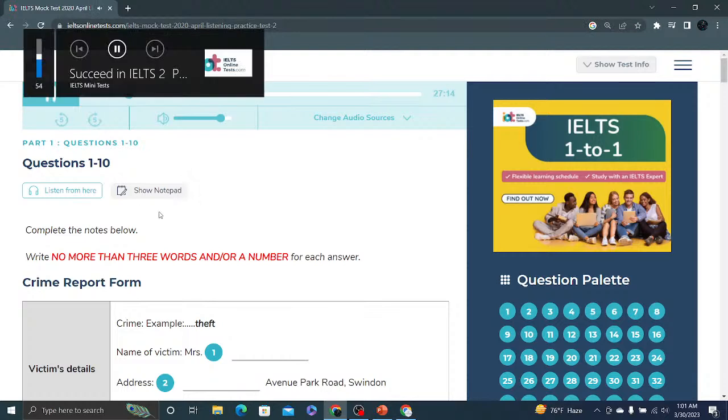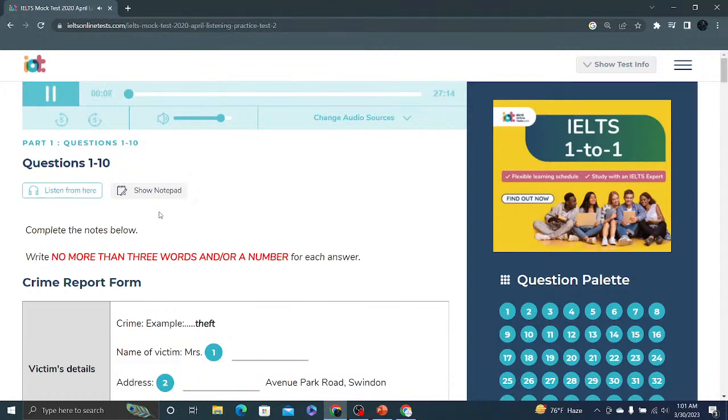You will hear a number of different recordings, and you will have to answer questions based on what you hear. There will be time for you to read the instructions and questions, and you will have a chance to check your work. All the recordings will be played once only.